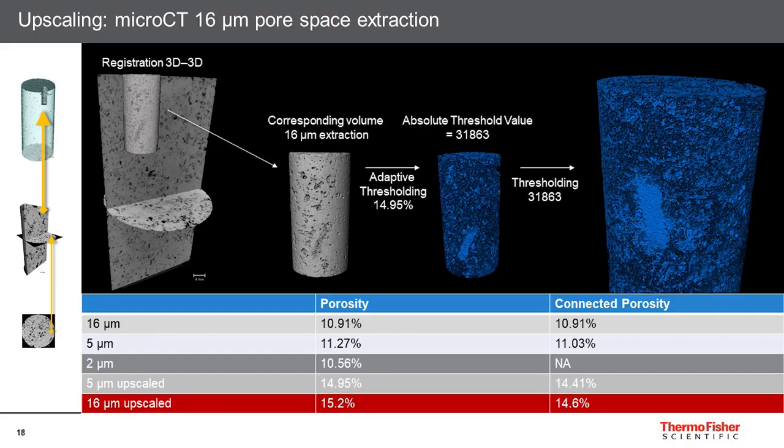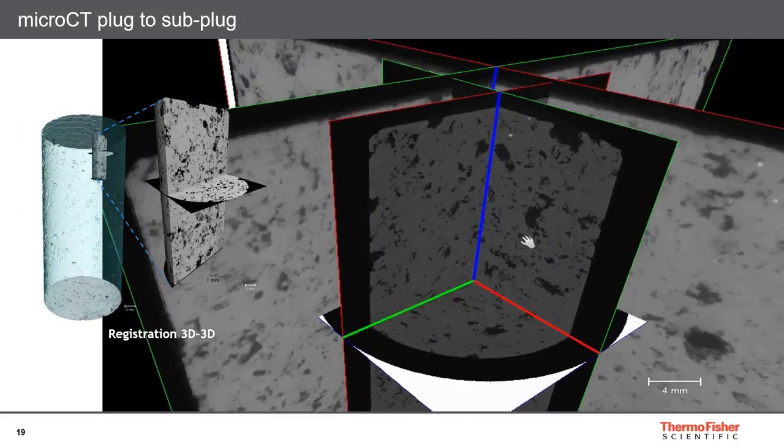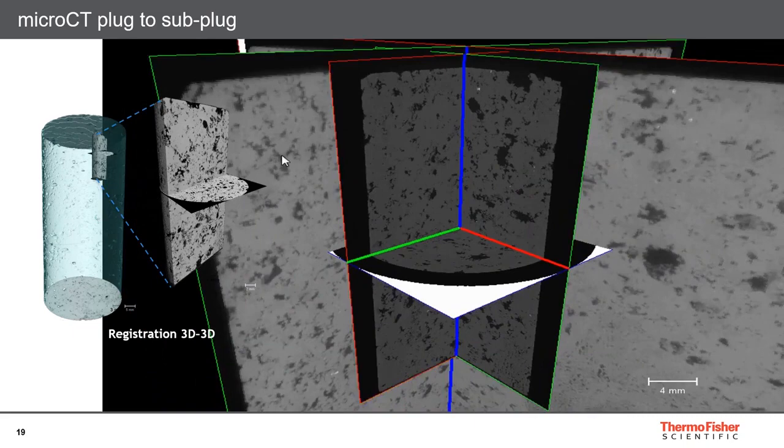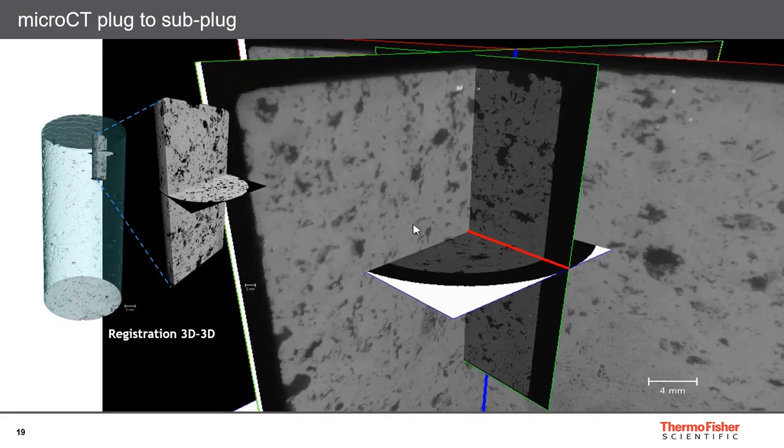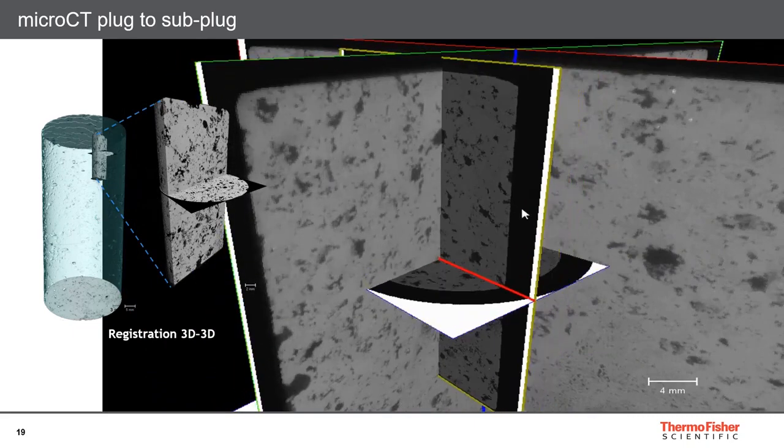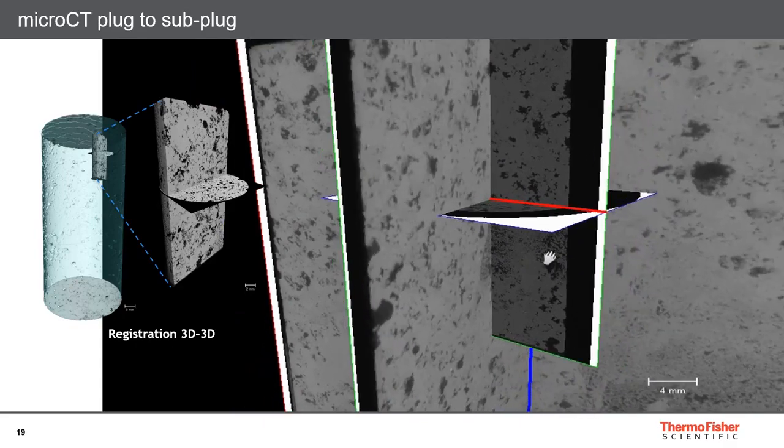The following video will show how this is obtained in PerGeos software. This is highlighting the 3D to 3D registration, where the subplug must match the larger plug exactly, even if they don't have the same resolution.